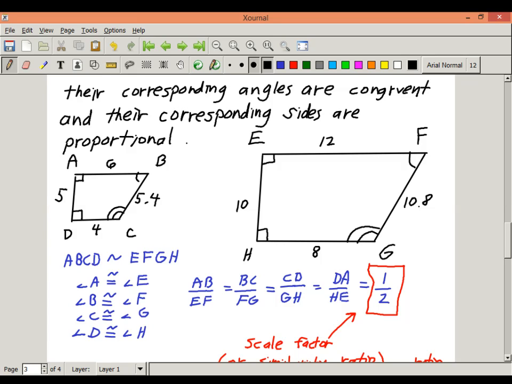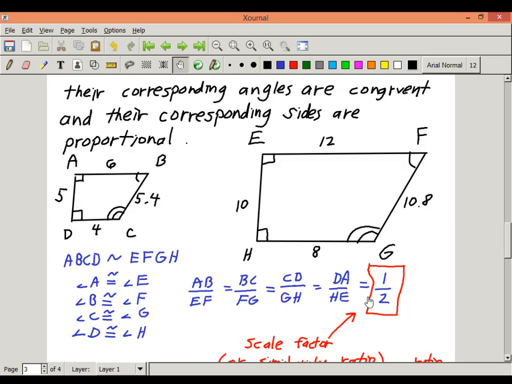Now look at their sides, the sides that correspond. AB, the top of the first trapezoid, corresponds with the top of the second. So that's AB divided by EF. And then BC corresponds with the right side of the bigger one. So BC divided by FG. That's your second fraction there. The bottom side of the first trapezoid is CD. That corresponds to GH. So CD over GH is the third fraction. And then the left sides would be DA divided by HE. So that's your fourth set of ratios.